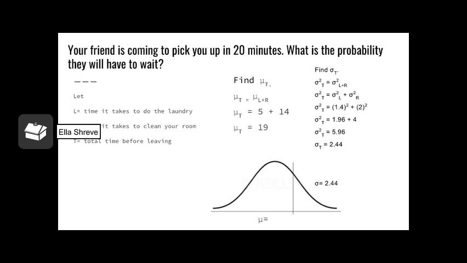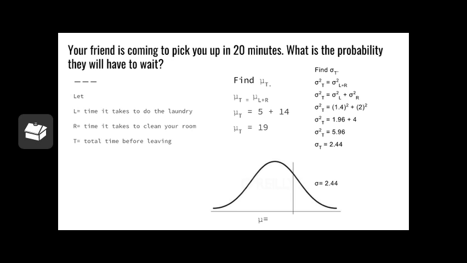For this problem, your friend is coming to pick you up in 20 minutes. What is the probability that they will have to wait? AKA, what is the probability that doing your chores will take you longer than 20 minutes? The definitions of the variables are on the left of this slide. Note that t is the total amount of time that your chores will take you.